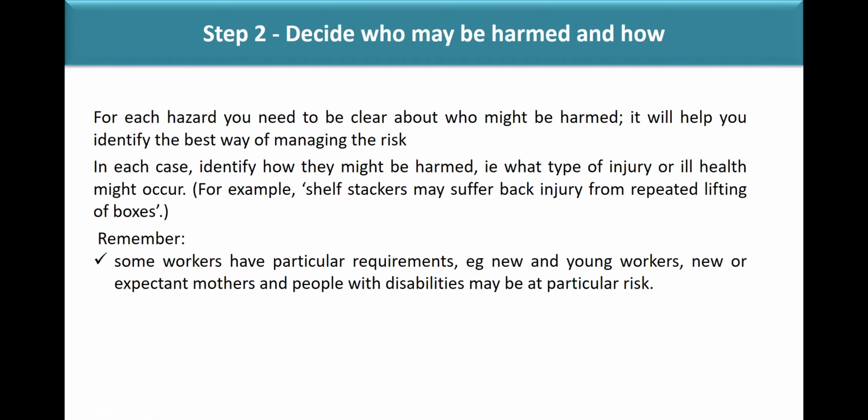This was the first stage. The first was identification of the hazard. The second step is to decide who may be harmed and how. For each hazard, you need to be clear about who might be harmed. It will help you identify the best way of managing the risk. In each case, identify how they might be harmed, what type of injury or ill health might occur.